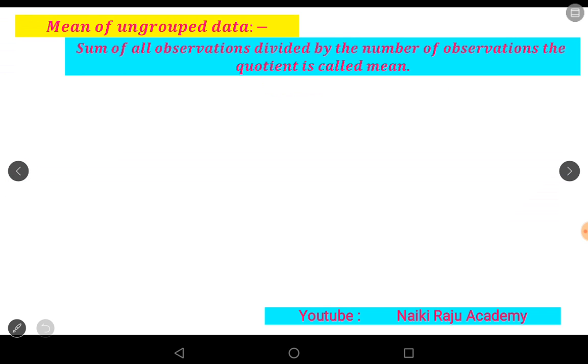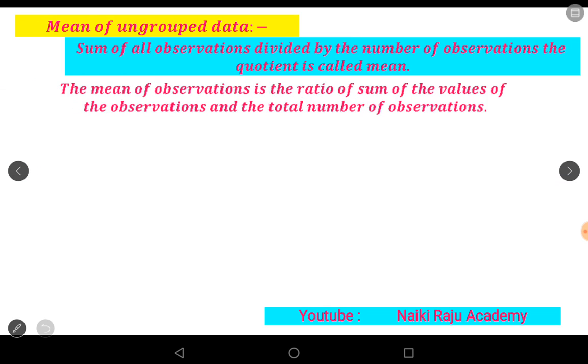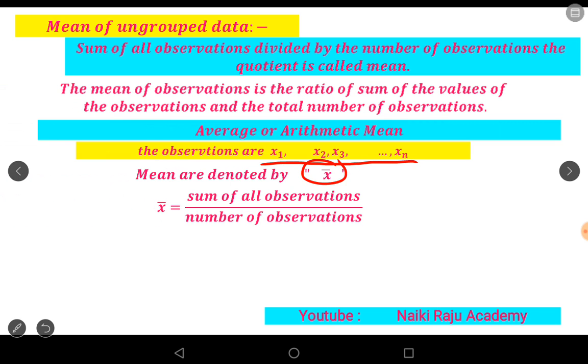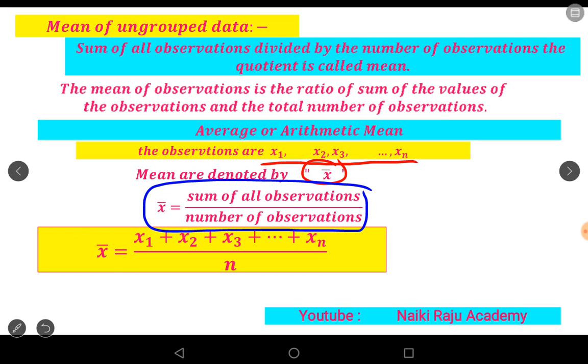Okay. Next one. Mean of ungrouped data. The sum of all observations divided by the number of observations is called the mean. The observations are denoted by x1, x2, x3 and so on up to xn. Mean is denoted by x bar. So x bar is equal to the sum of all observations divided by the number of observations. This is the formula for ungrouped data. To find the mean, we write x bar equals sigma x by n. This is one of the formulas to find the mean of given ungrouped data.